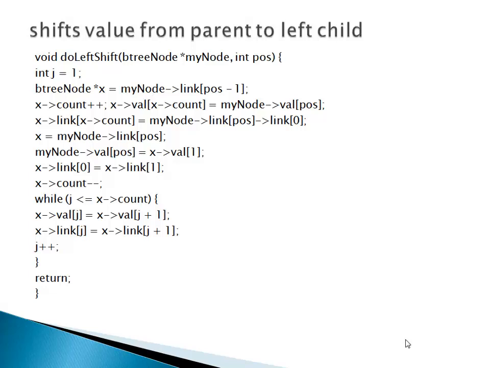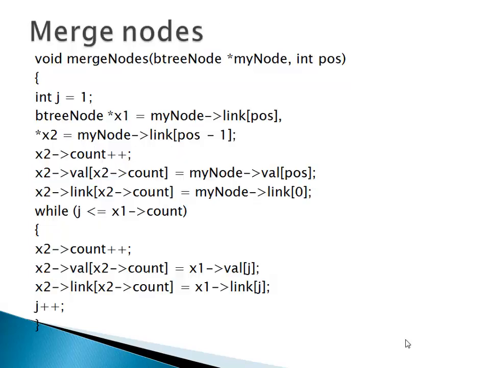x of my node of value of position is equal to x of value of 1, and we are going to find the last value using the loop. Maximum value will be at the last position in the node. So using this loop we are going to find the maximum value, then we will be moving it to the parent. So here is the function for merge nodes.